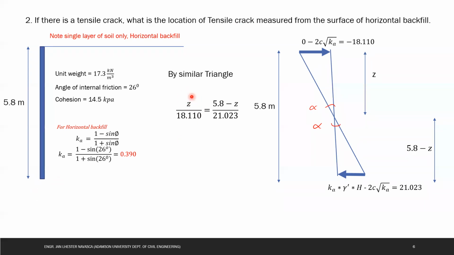However, still yield to the same values. So z over 18.11, then this length 5.8 minus z over 21.023. Then using your calculator, you can solve for z, which is 2.684 meters. So this will be the answer of number 2, meaning this 2.684 meters from the ground surface will form a tensile cracking in the soil.